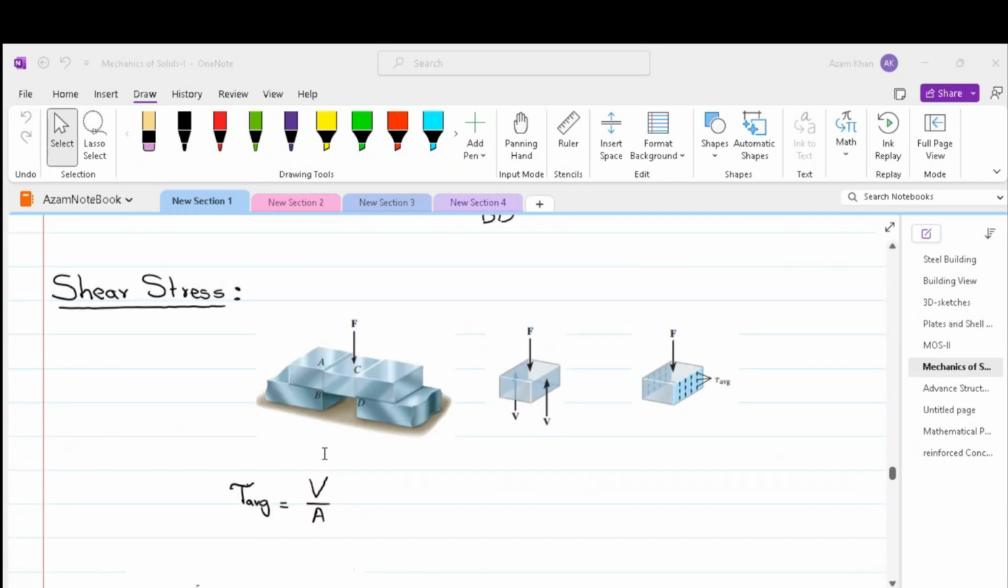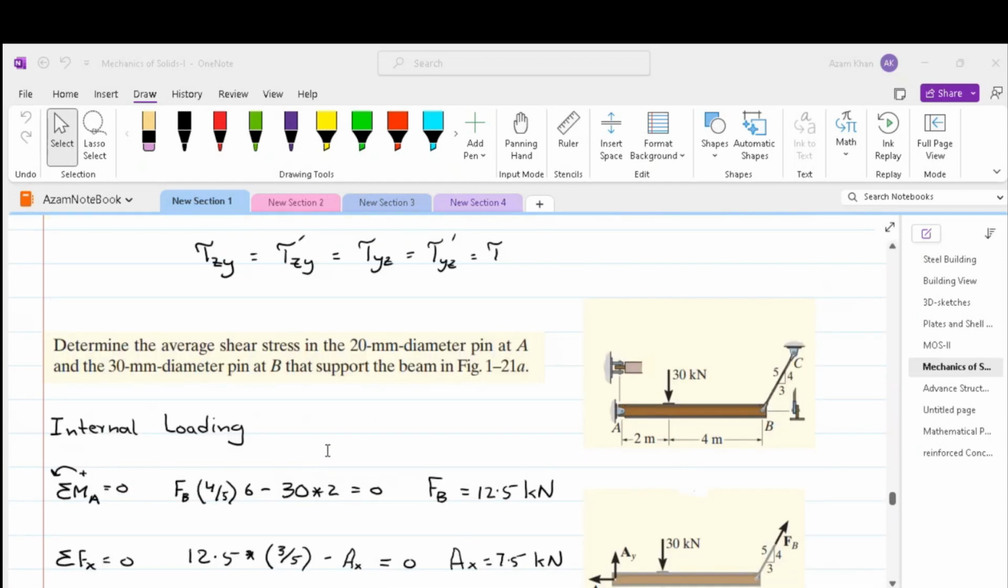Now, in order to make the shear stress concept clearer, let's consider a simple example. We are asked to determine the average shear stress in a 20 millimeter diameter pin at A and a 30 millimeter diameter pin at B. This member is supported at A and B. At B, we have a cable which is attached to point C. A 30 kilonewton load is applied at 2 meters from the left support.